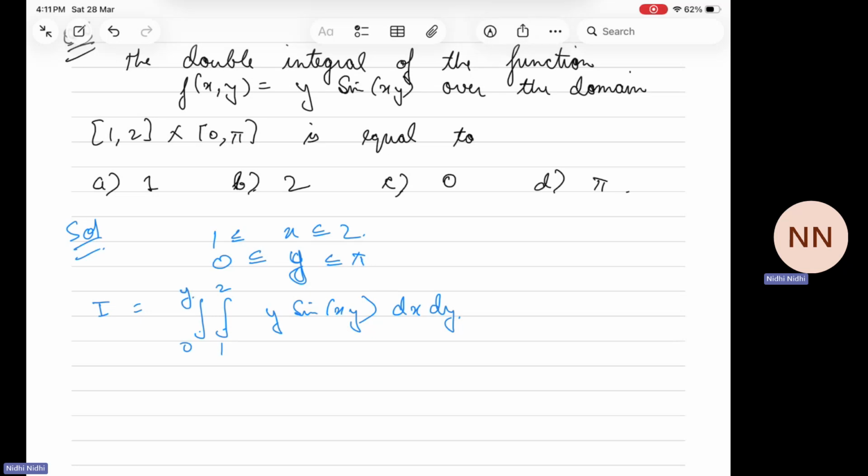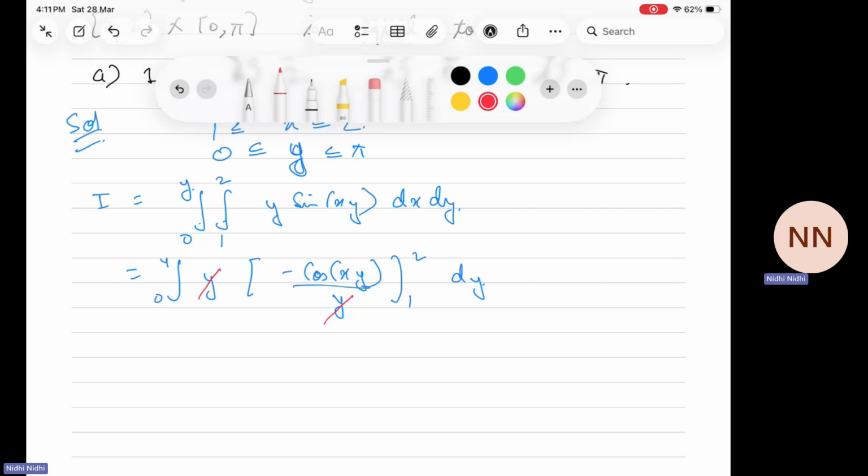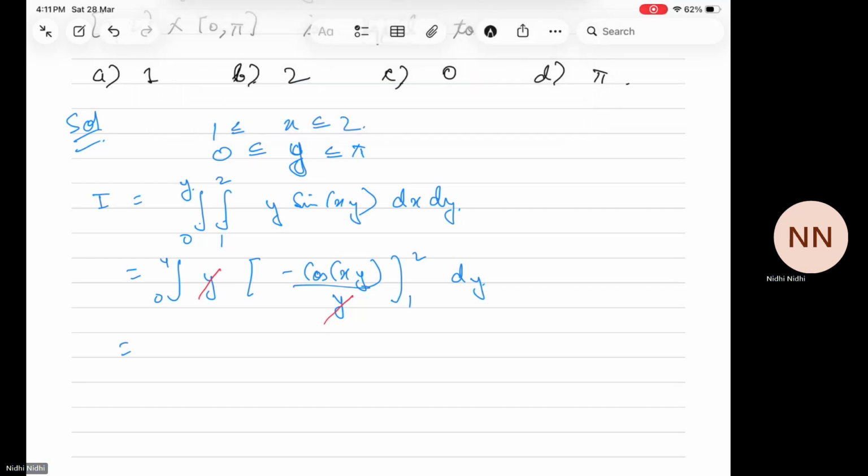Firstly, if we are integrating with respect to x, in that case this y is constant, so I can take that outside. Integral of sine is minus cos xy upon y, from 1 to 2, dy. Now this y gets cancelled out. I get minus, from 0 to pi, putting the limits, cos 2y minus cos y dy.